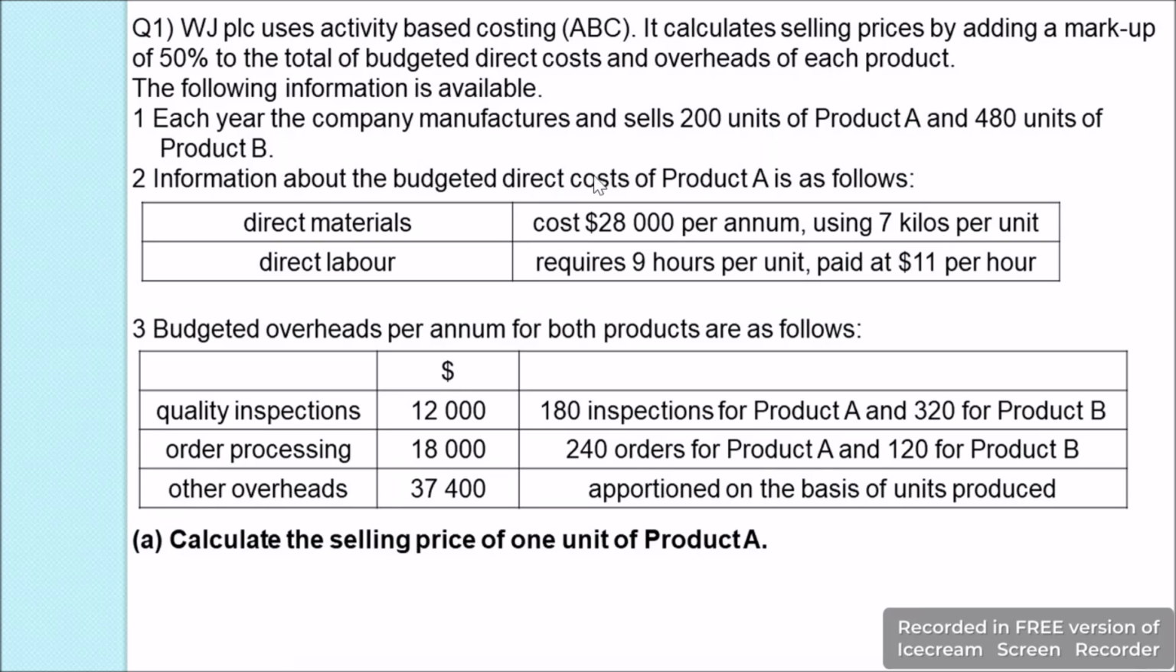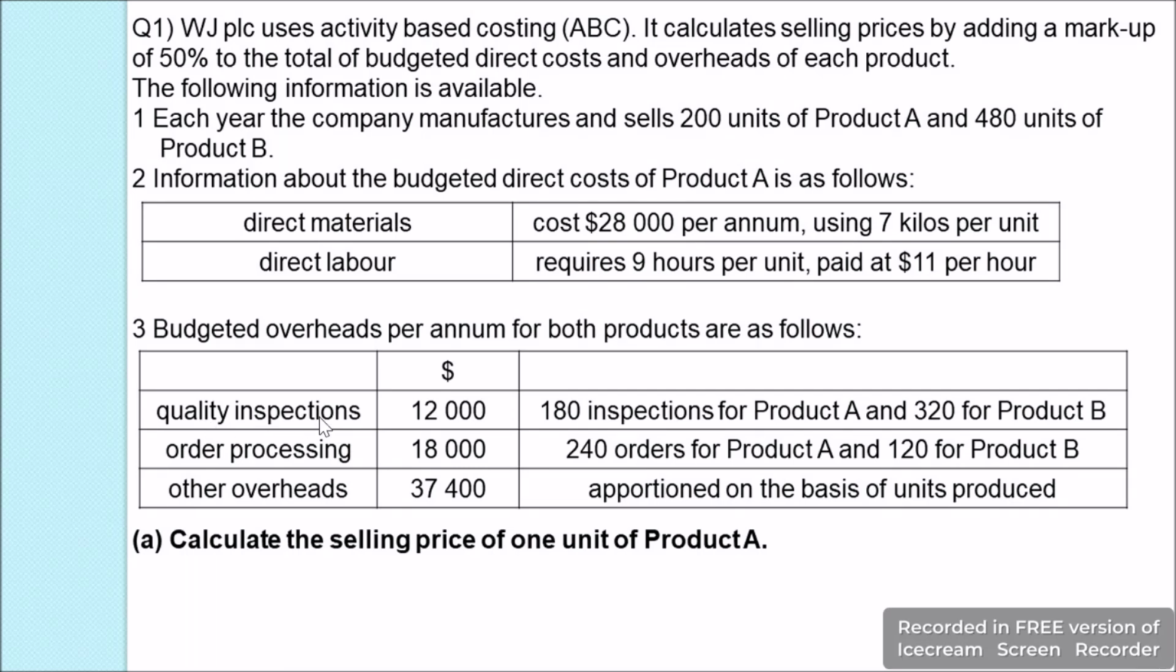Information about the budgeted direct cost for product A is as follows. Direct material costs $28,000 per annum using 7 kilos per unit. Direct labor requires 9 hours per unit paid at the rate of $11 per hour. And budgeted overheads per annum for both the products are as follows.